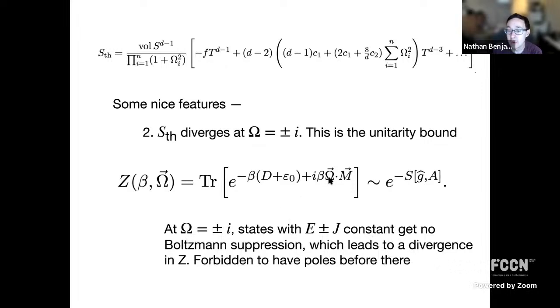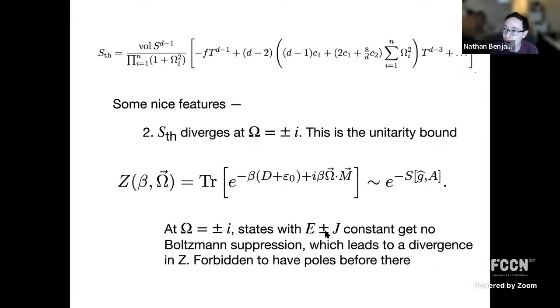So let's imagine I plug in omega equals i. Then what I get is something like e to the minus beta times energy plus or minus spin. Let's imagine there's just one angular momentum here. Then if I plug in i, the beta is factored out, and it'll be something like e to the minus beta times (d minus m), with some finite shift of the epsilon naught. What this means is that states with E plus or minus j constant, going to higher and higher spin, get no Boltzmann suppression. So states with the same twist at higher and higher energies have the same Boltzmann suppression.